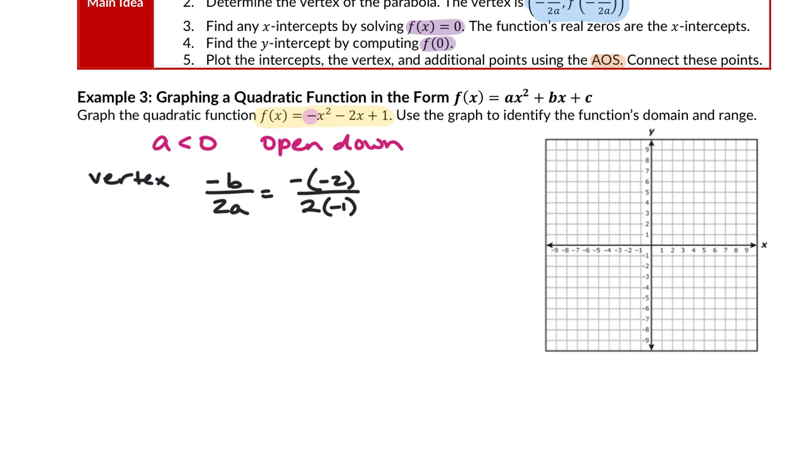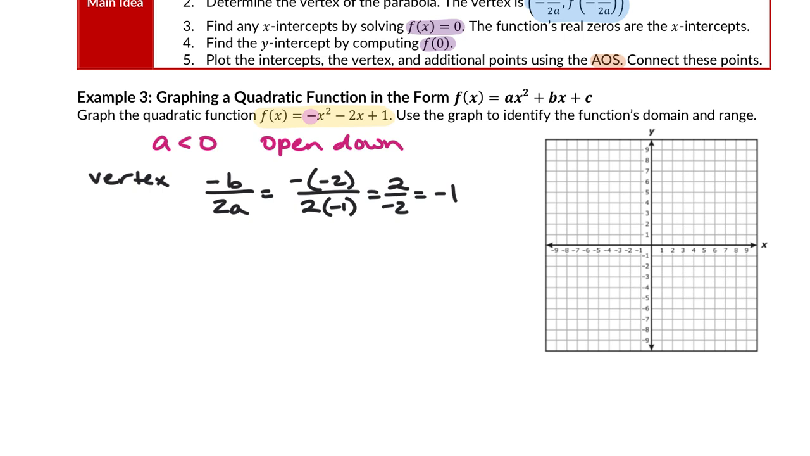Do we know where the b comes from? Yes. ABC order, so b is negative 2. A is negative 1. So negative b over 2a. Negative 2 is positive 2 over 2 times negative 1. So that ends up being 2 over negative 2, which is negative 1. So the first coordinate of my vertex is negative 1.